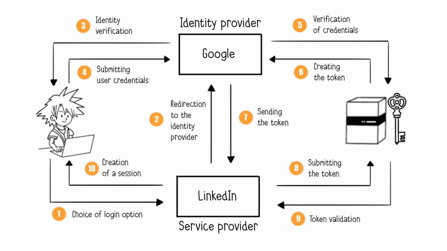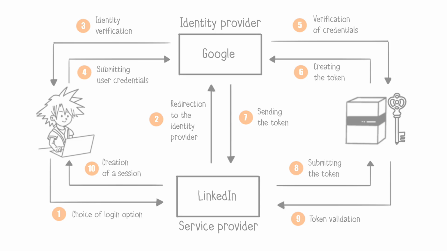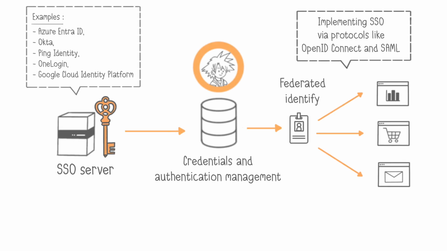Since the identity provider has established a session, when the user accesses another service provider, for example Airbnb or Tinder, he won't need to enter credentials again. Future service providers request authentication from the identity provider, recognize the existing session, and grant the user access based on the previously authenticated session. Within a company, there will be an SSO server acting as an identity provider. This server becomes the central hub for managing user credentials and authentication. Some popular SSO solutions include Azure Entra ID, Okta, Ping Identity, OneLogin, and Google Cloud Identity Platform.